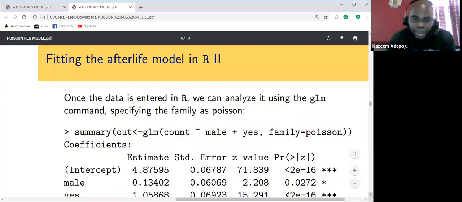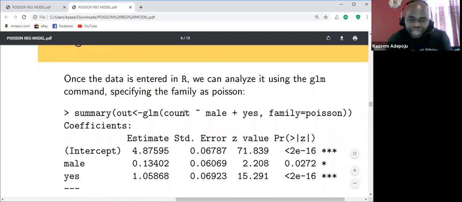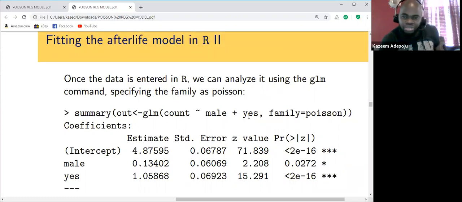Okay, so when you write count on male plus yes, this looks like having gender as a predictor and whether they say yes or no as a predictor. Then you're going to write family is going to be Poisson, not binomial.